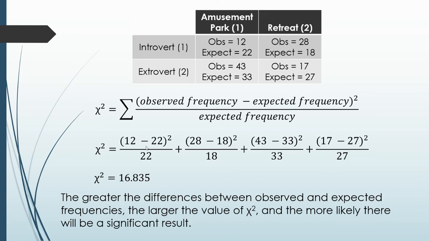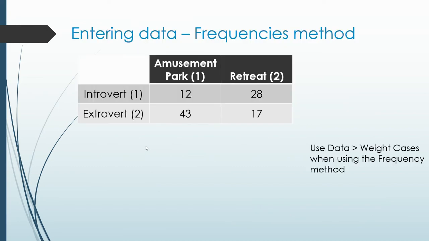And as with our other test statistics, the larger chi-square is, the more likely you are to get a significant result. So if your chi-square was only 1 or 2, it may not be statistically significant, but something as large as 16 for a chi-square is a pretty large value. So we might expect that to be significant, at least at 0.05 or at a smaller level. All right, so that's the theoretical part behind the chi-square.